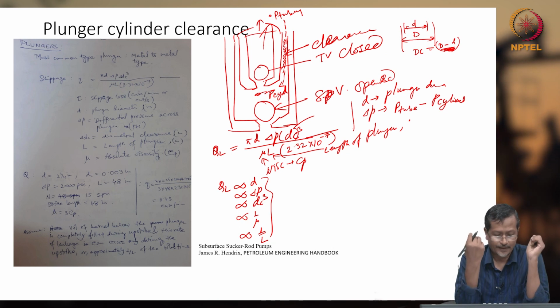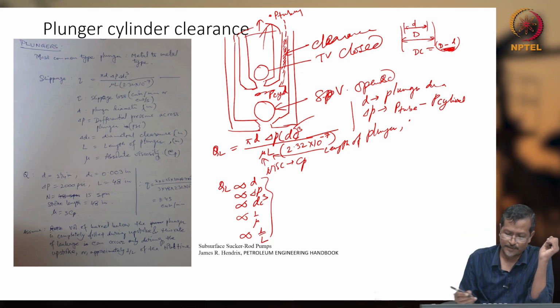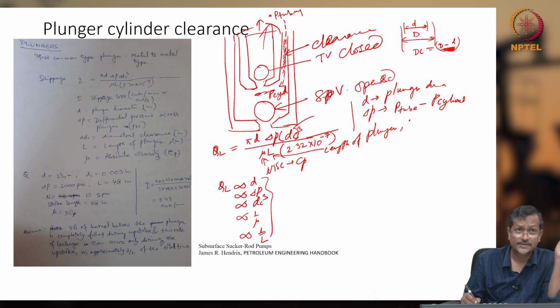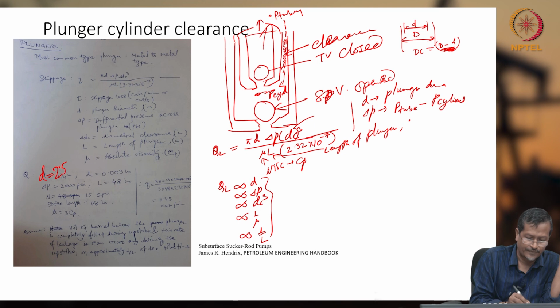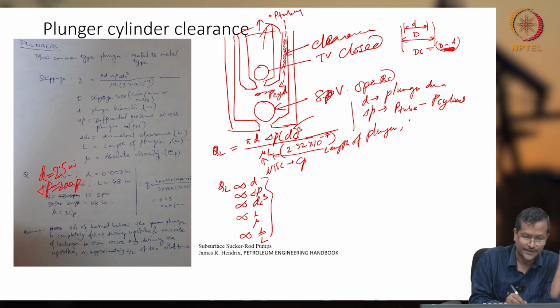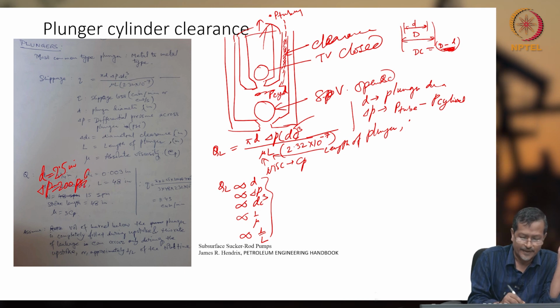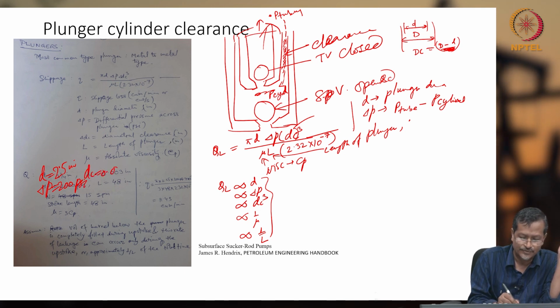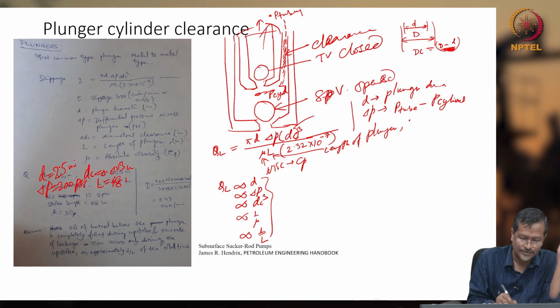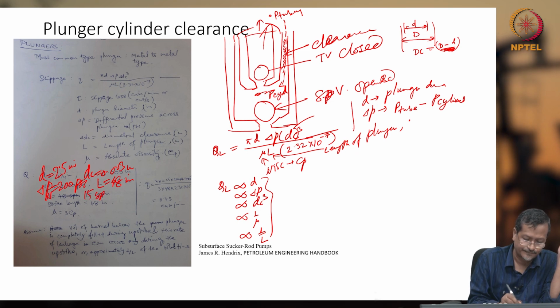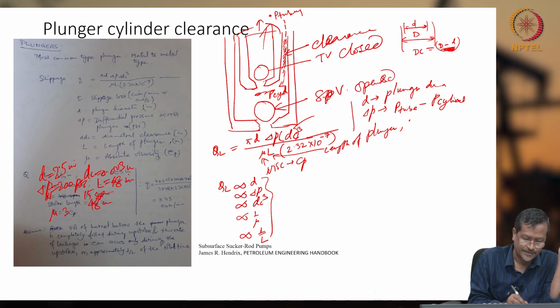So let's solve one problem. The problem is given here. D is given as 2.5 inch, del P is given as 2000 psi, and the diametral clearance is also given, 0.003 inch. L equals 48 inch, N is given as 15 SPM, stroke length is given as 48, and mu is given as 3 Cp.